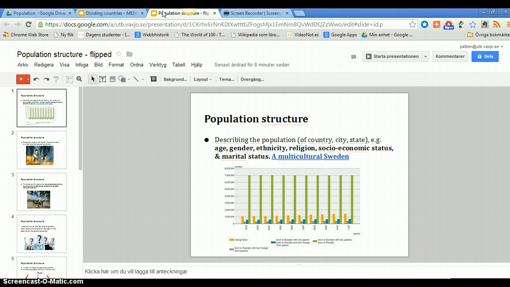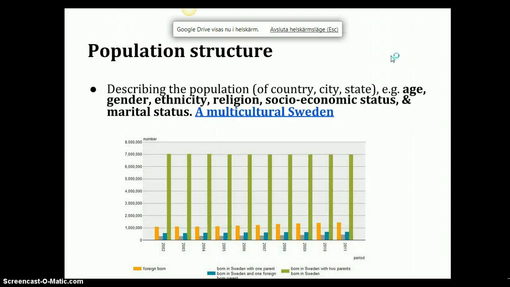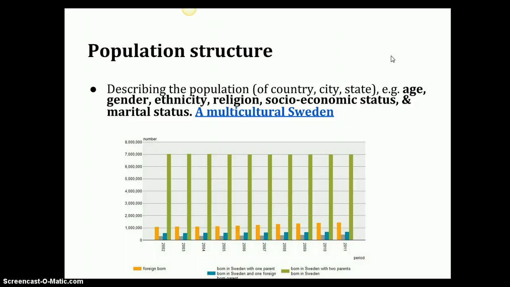The second part, which is the main focus of this flipped classroom, is something called population structure. In order to really grasp the idea of population structure, trying to predict what will happen in the future and also describe what happened in the past, we are using something called a population pyramid. That's how you show a population structure in one diagram. Population structure is really describing the population according to age, gender, ethnicity, religion, socioeconomic status, and marital status. And of course you can make all sorts of divisions when it comes to a population.